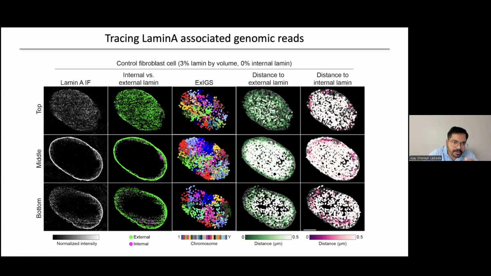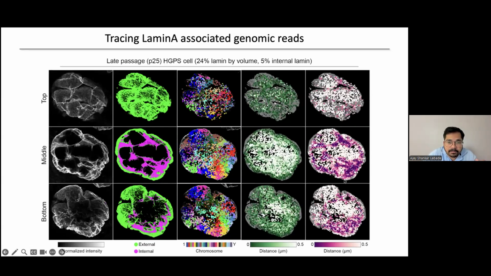And this is the segmentation and association of the loci with the lamin. This is a normal cell. You can see top, middle, bottom, and each of these loci, the green depicts the distance to the external lamin, and pink is internal lamin. And that is completely disturbed, as you can see in this progeria cell, where you see more and more chromatin getting associated with internal lamin.